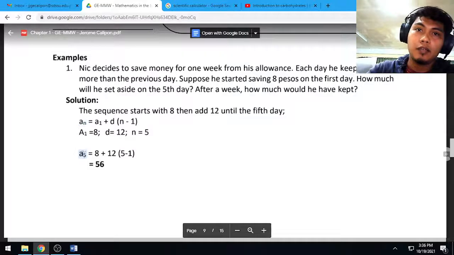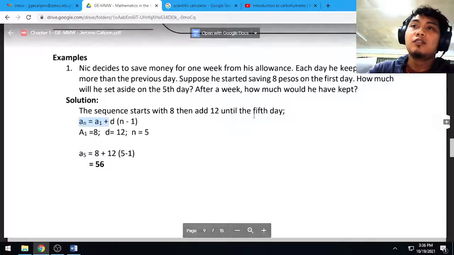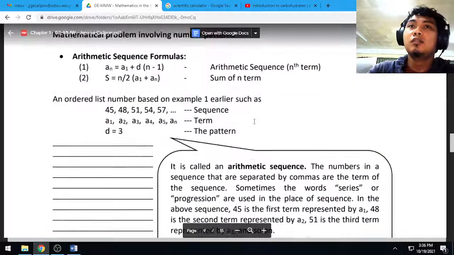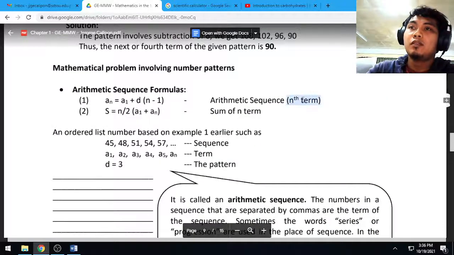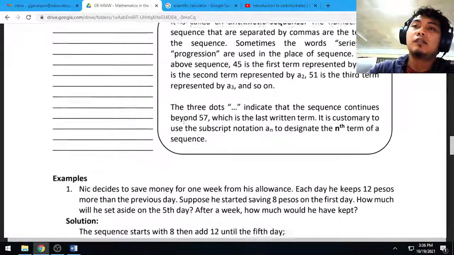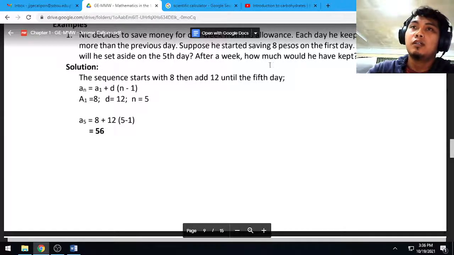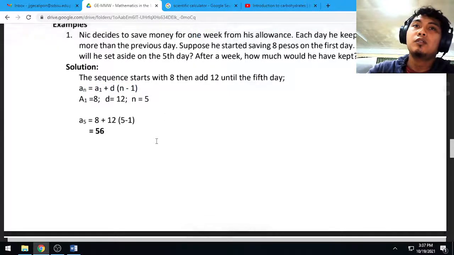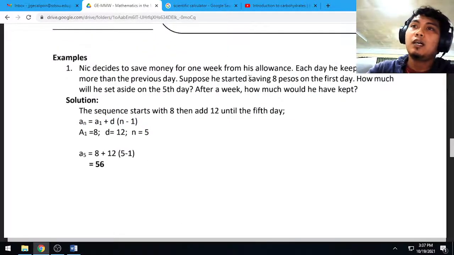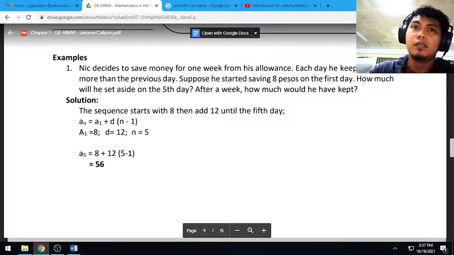So, ito pala, A5. Gumamit na tayo ng formula. Pag nth term ang hinihingi, ito yung formula. Basta kung ang term ang hinihingi, yun yung gagamitin nating formula. Dito, meron tayong given, so isusulat muna natin yung given para di tayo malito.